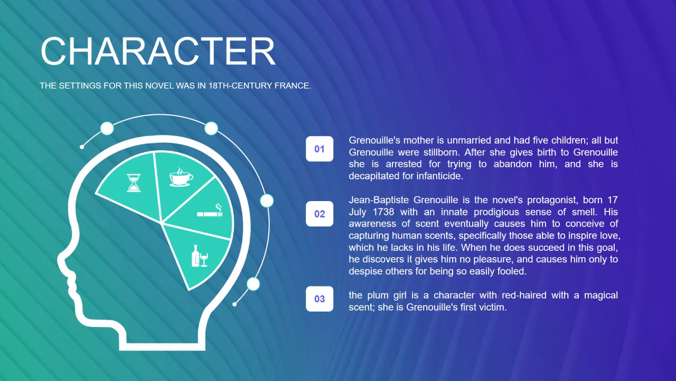Lastly is the plum girl. The plum girl is a character with red hair and a magical scent. She is Grenouille's first victim.